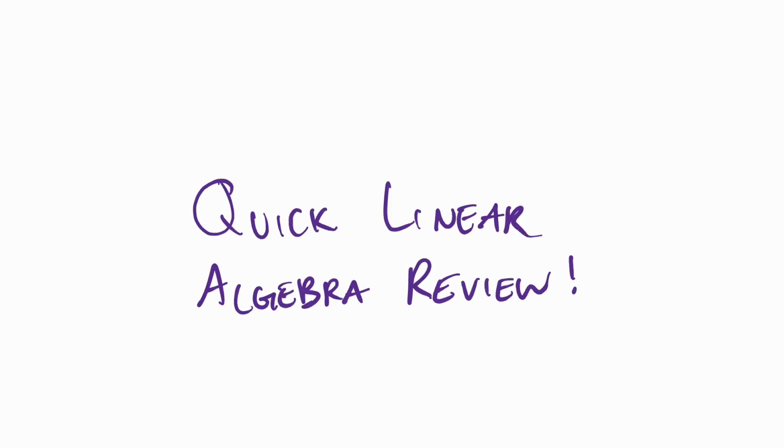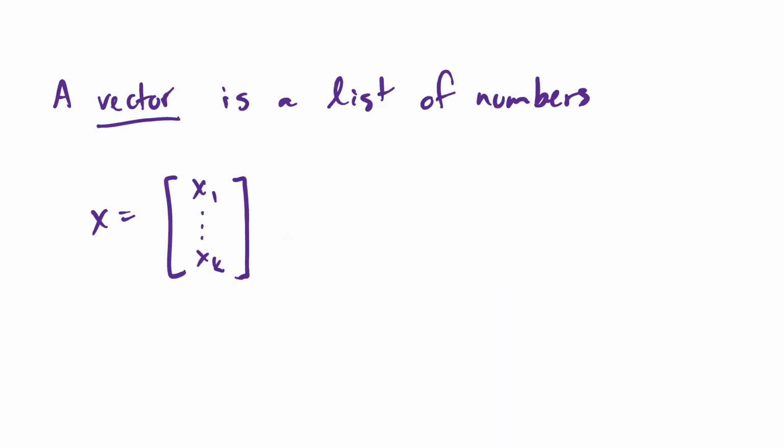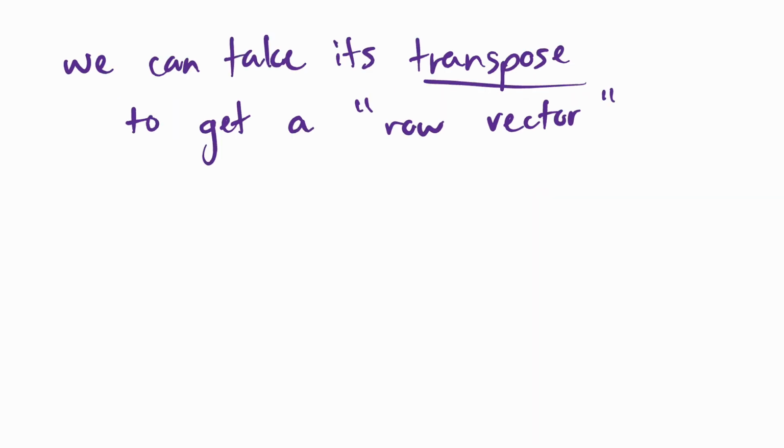Okay, what's a vector? Quick linear algebra review. A vector is a list of numbers. Here's a vector with k entries. We call it a column vector, and if it's real numbers, we say it lives in R^k. If we're dealing with integers, we might say it lives in Z^k. We can also take its transpose to get a row vector. So here's a row vector of k entries.